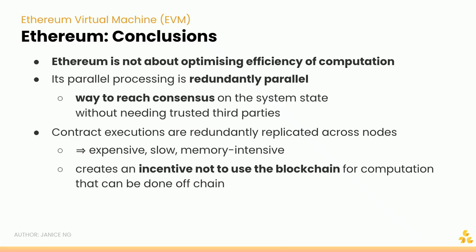So just to go over what this means for Ethereum. Ethereum isn't necessarily about optimizing the efficiency of computation, because everything is run on every node, so it isn't really optimal. Instead, we should look at Ethereum as a way to reach consensus on the system state, and how we can create this really robust form of consensus without needing third parties. Like we see with blockchain as a whole, a lot of the time efficiency and optimization isn't the main factor, but instead we see consistency, honesty, and security.